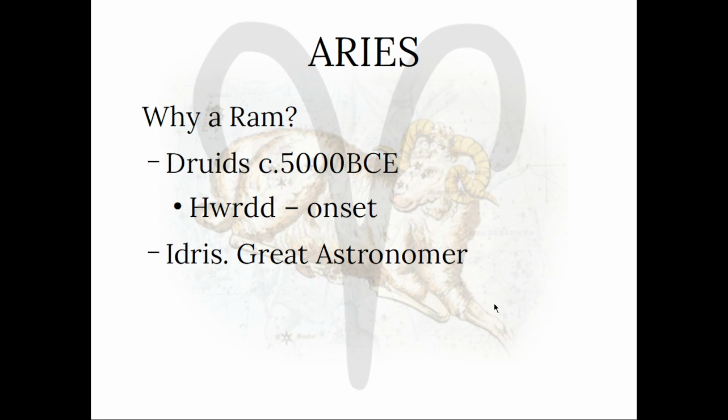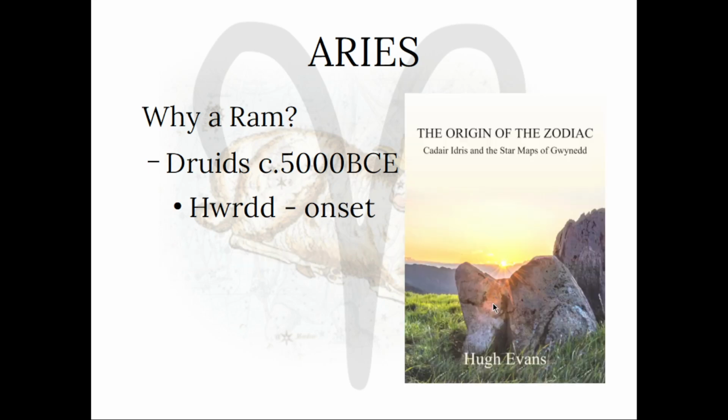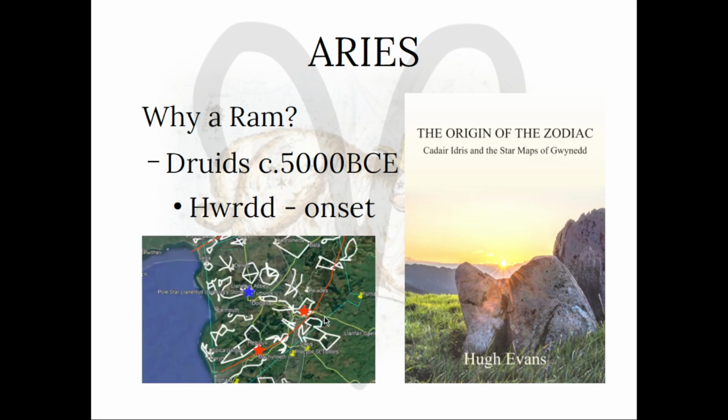in North Wales. So here is my book, The Origin of the Zodiac, and in it we have rediscovered the constellations of the Zodiac in North Wales, with Cader Idris at the centre, and the area is called Gwynedd, which means heaven. The star maps of Gwynedd, and here is an excerpt of the star maps of Gwynedd. The orange line is the ecliptic. There is Cader Idris there in the middle, and that is the constellation Aries on the ecliptic in Gwynedd.